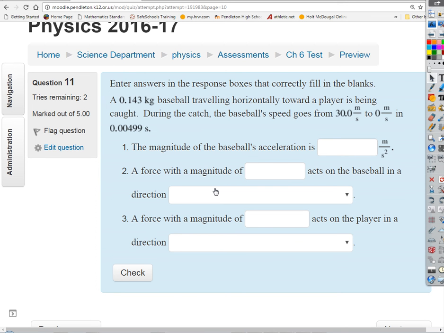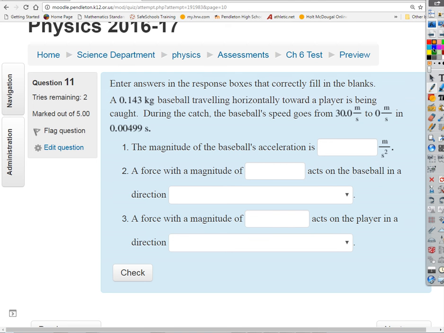Okay, so this is a Newton's third law thing, right? So we've got this baseball traveling horizontally. Let's see, it's caught. During the catch, the baseball speed goes from 30 to 0 in some amount of time. What's the acceleration? The magnitude. How are we going to find it? Kinematics. That's just kinematics, right?